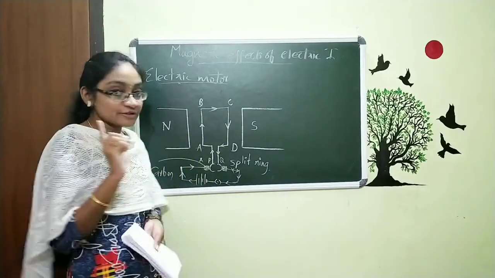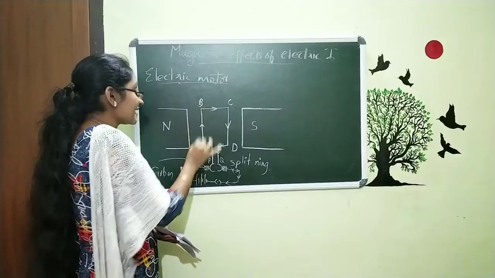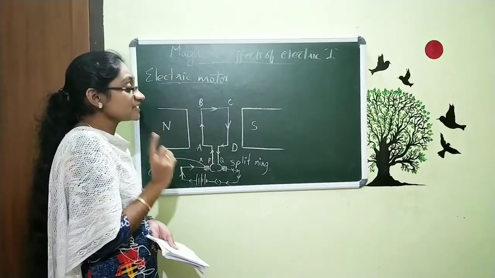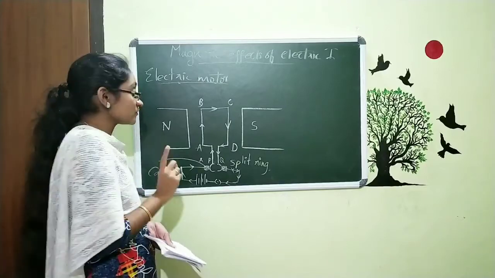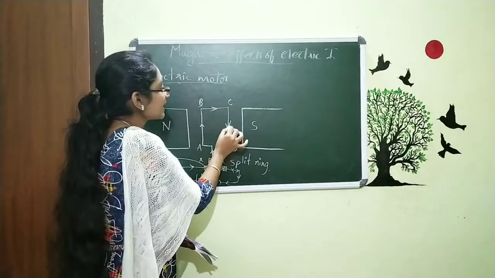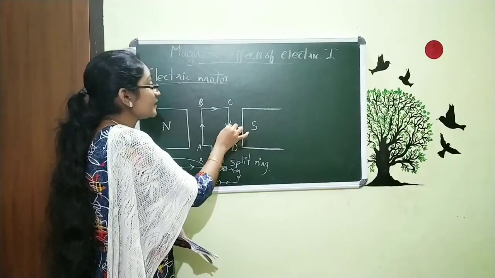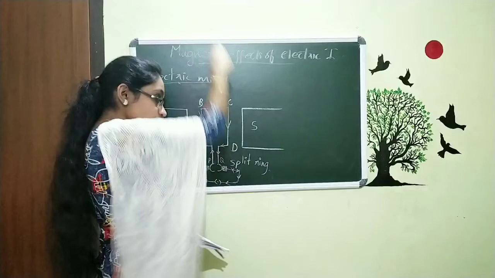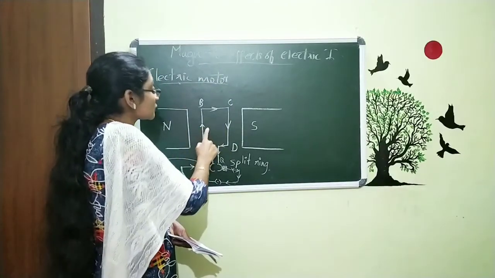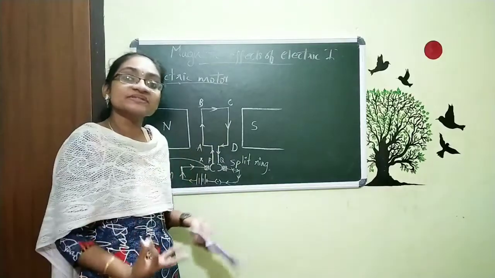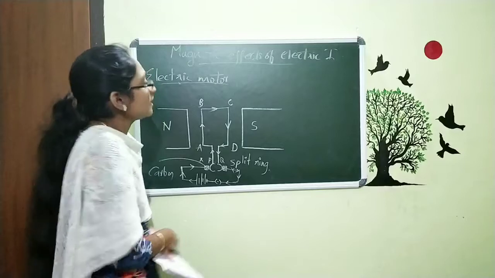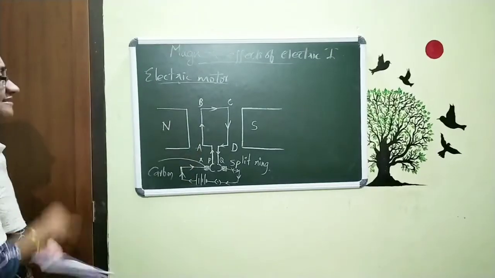Now you just want to observe that this side is AB. This wire is AB, and the direction of current is upward. And here you can see the current is going through CD downward. That means the electricity flowing through these two wires is in opposite directions. This is all about this setup.